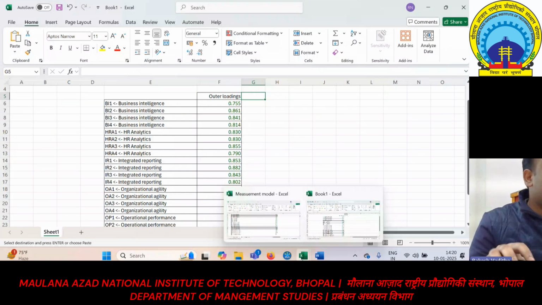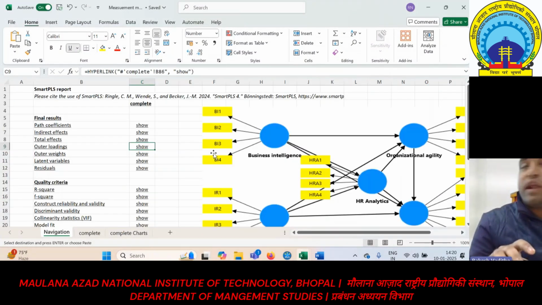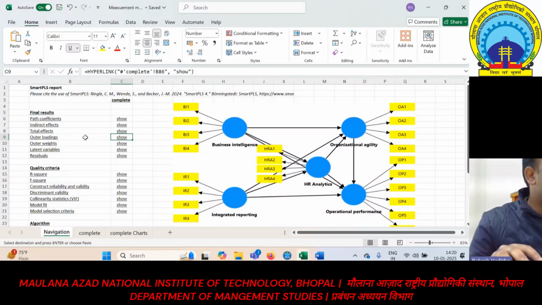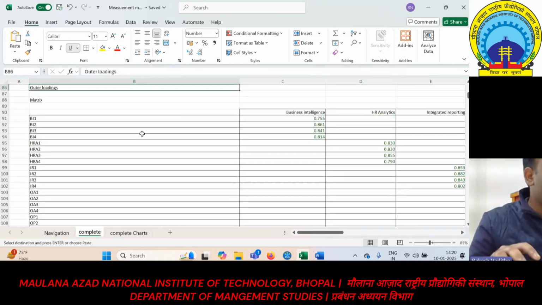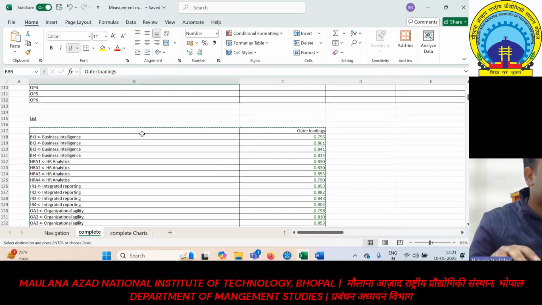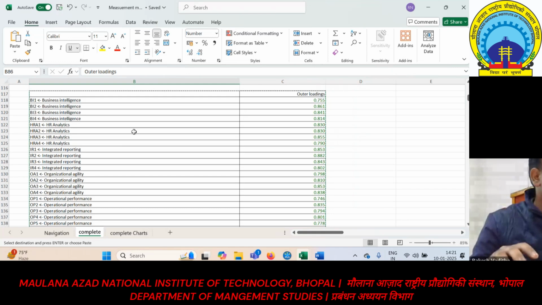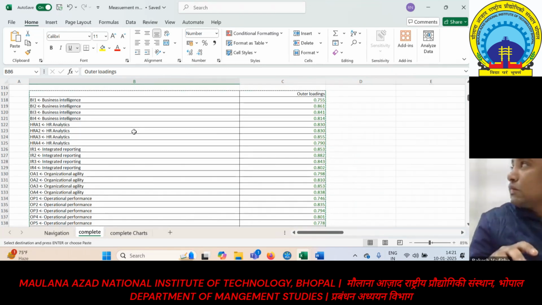Again, I am repeating from the starting onwards. From navigation, you will find this report. In navigation, you click on this outer loading show option. Don't go to that matrix one. Scroll down, you will get the list. Shall we go forward?